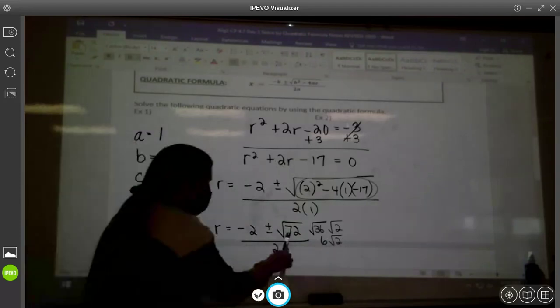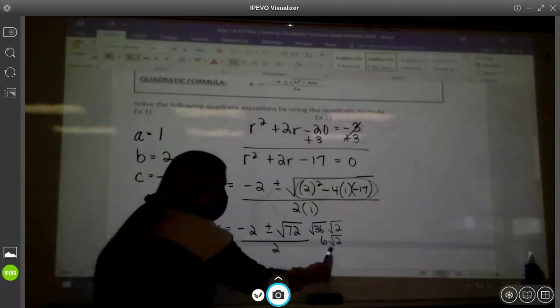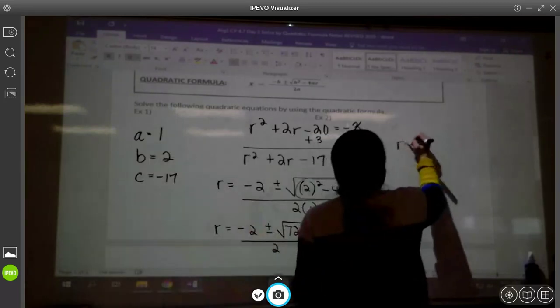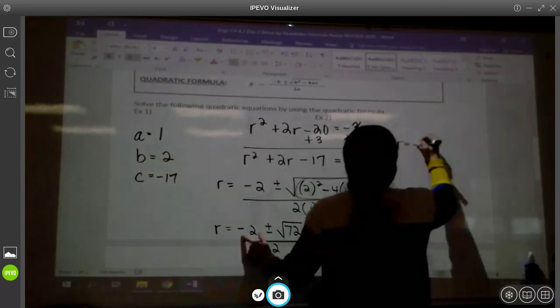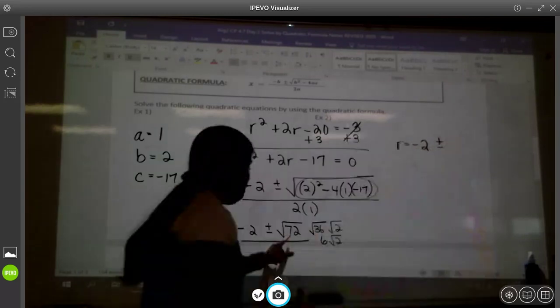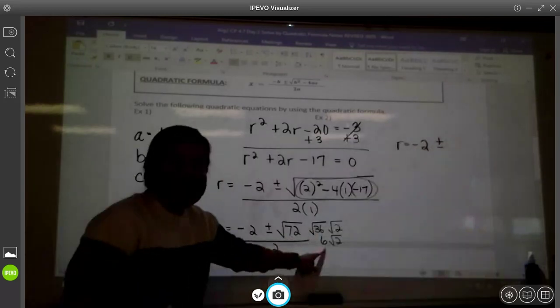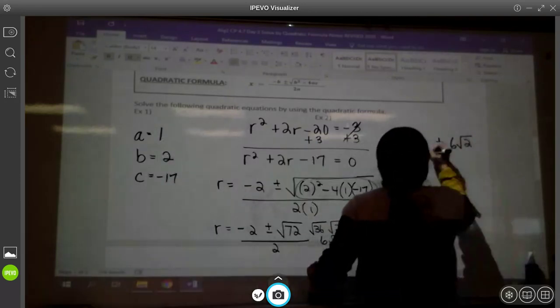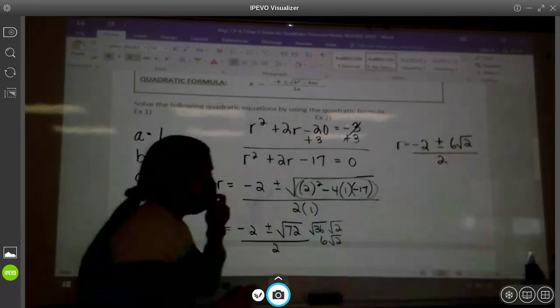So now I need to put this in its place. I need the simplified square root in the place. So now I'm going to get r equals negative 2 plus or minus, not the square root of 72, I want its simplified form, 6 times the square root of 2. And then it's still divided by 2.